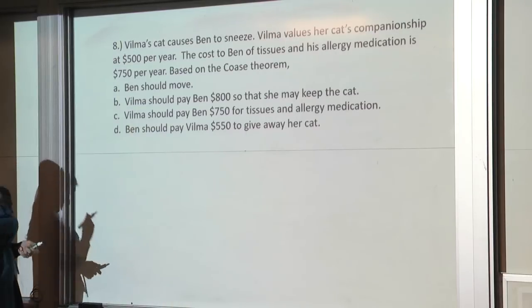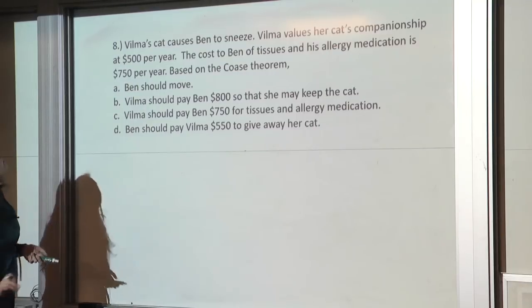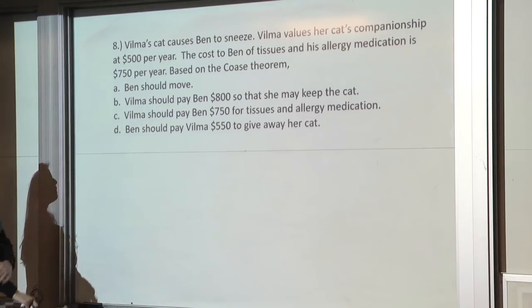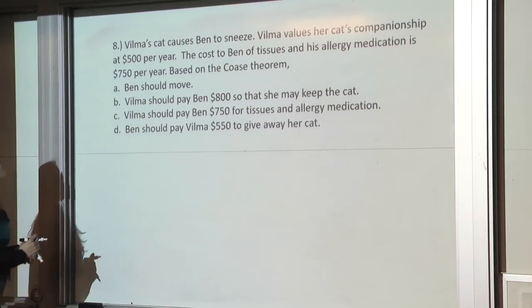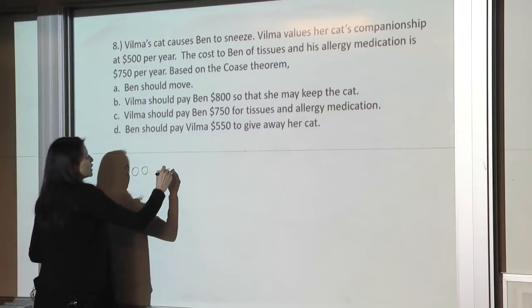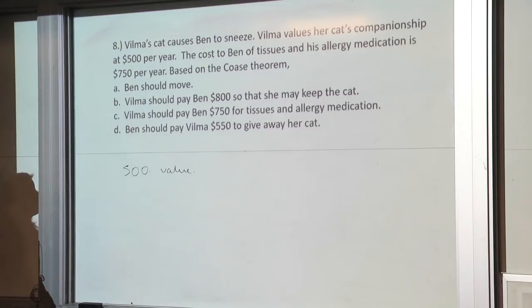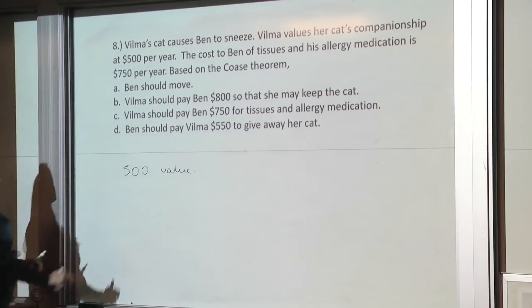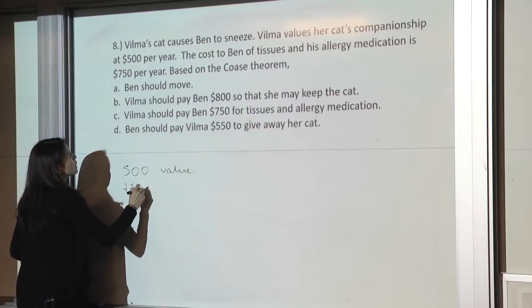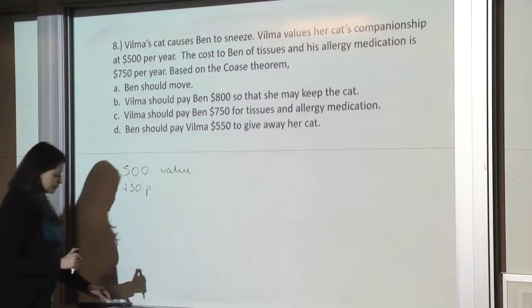Now, 8. Vilma's cat causes Ben to sneeze. Vilma values her cat companionship at $500 per year. Okay? This is Vilma's value. And the cost to Ben of tissues and his allergy medication is $750 per year. Based on the cost theorem, what could happen?